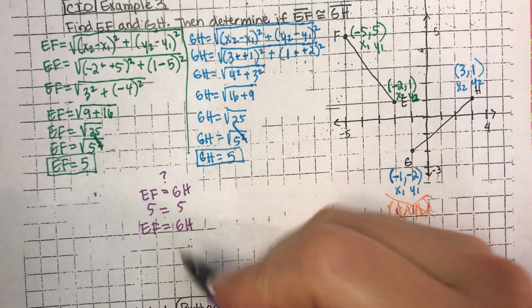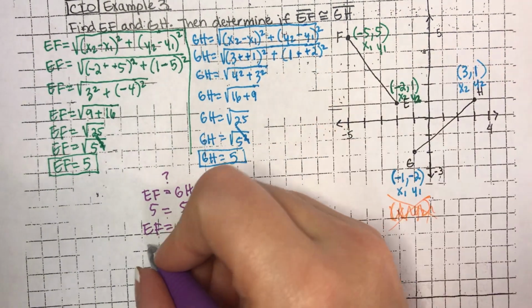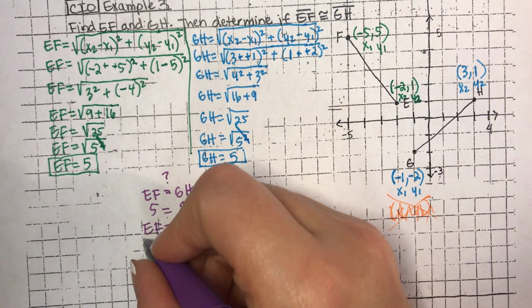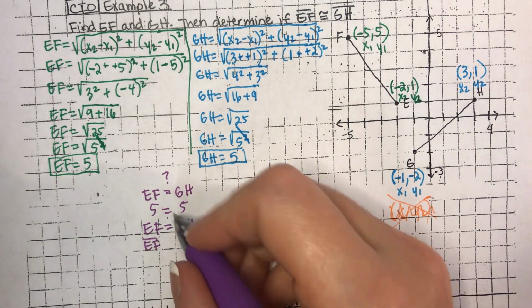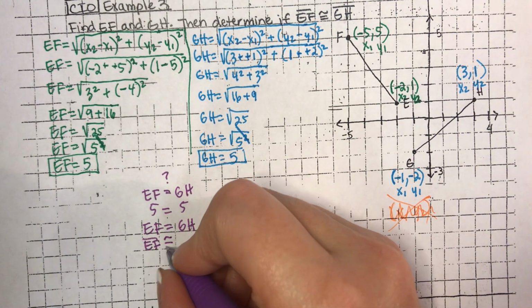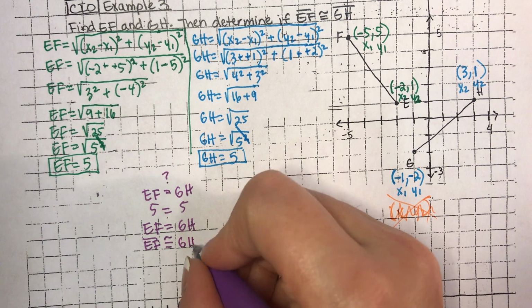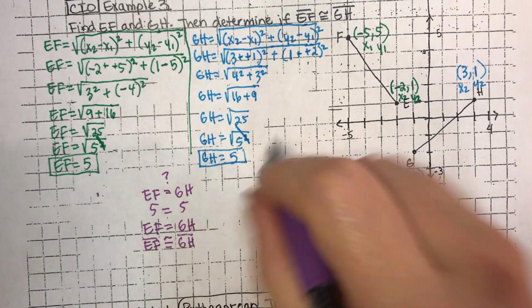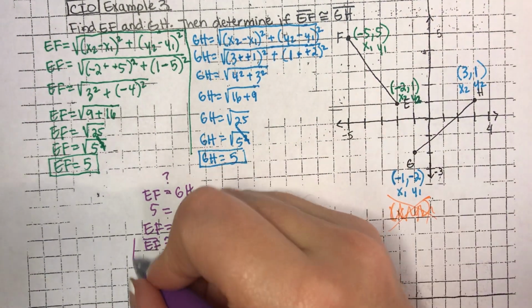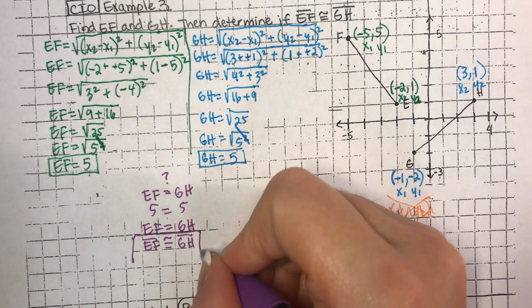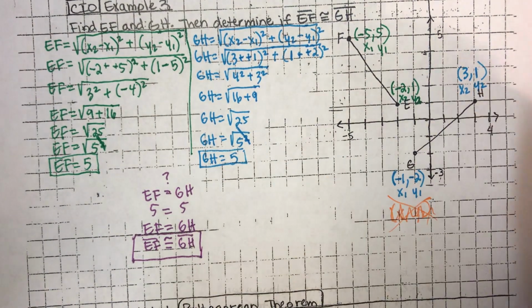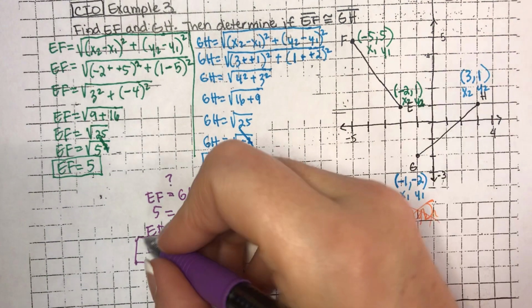All right, cool. So since it's equal, we can say, using the definition of congruent segments, which we talked about in the last example, that yes, they are congruent. And that's it. That is our answer.